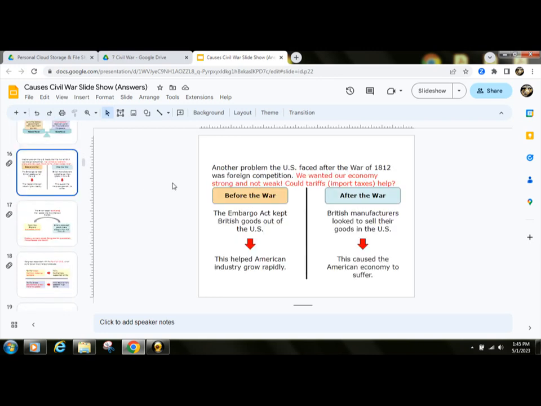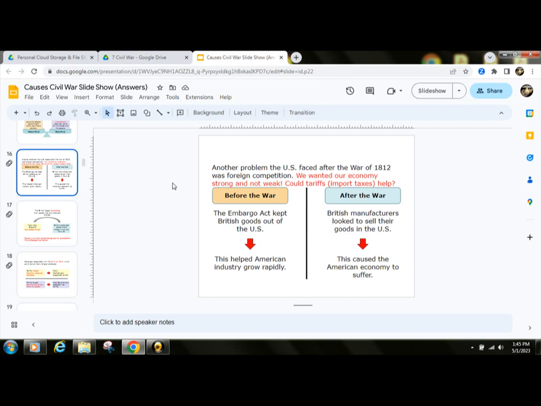Another problem the U.S. faced after the War of 1812 was foreign competition. We wanted our economy strong and not weak. Could you have tariffs, and would that help? So prior to the war, the Embargo Act, that was Thomas Jefferson, kept British goods out of the U.S.